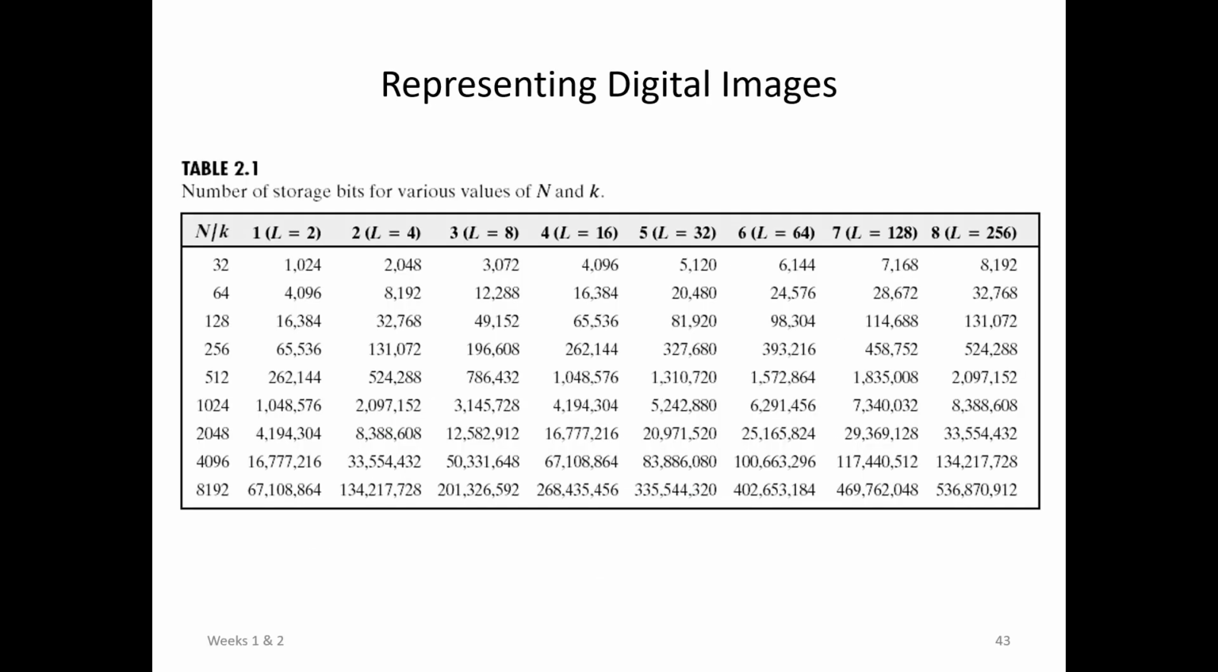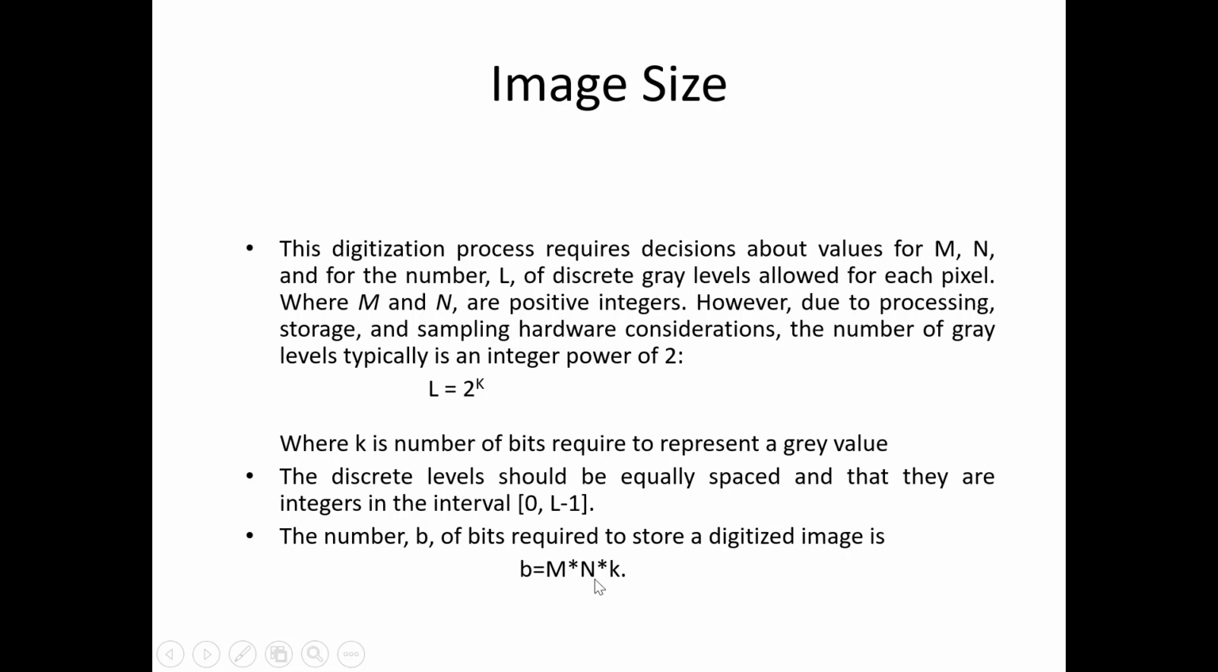So this is an example where the storage information is given for different numbers of bits. As you can see here, in the first column all the values of n are given, and in the top row the values of k are given. So k equal to 1 and n equal to 32. If you want to calculate the storage area for that image, the formula is b equal to m into n into k.